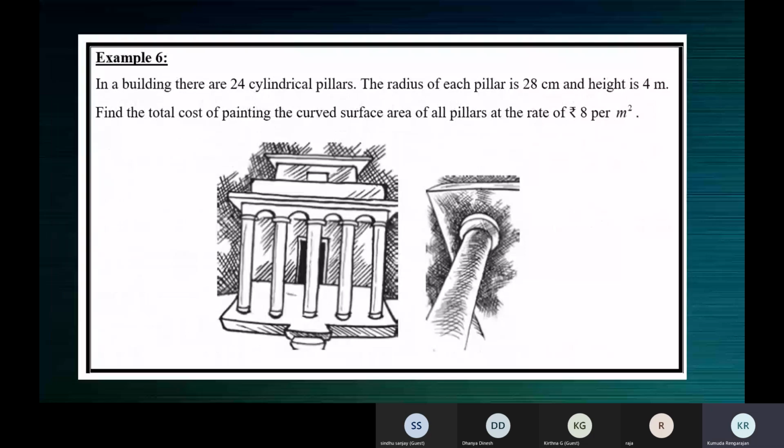In a building, there are 24 cylindrical pillars. The radius of each pillar is 28 centimeters and the height is 4 meters. Find the total cost of painting the curved surface area of all the pillars at the rate of ₹8 per meter square. So now we need to understand about a cylinder, area of a cylinder.